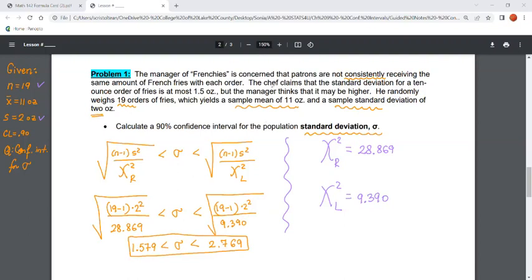Now, if you think back at the problem, the fact that the manager thinks that this might be higher than 1.5, it is actually proven by these results. It seems that the standard deviation is higher than 1.5. It is actually between 1.579 and 2.769.